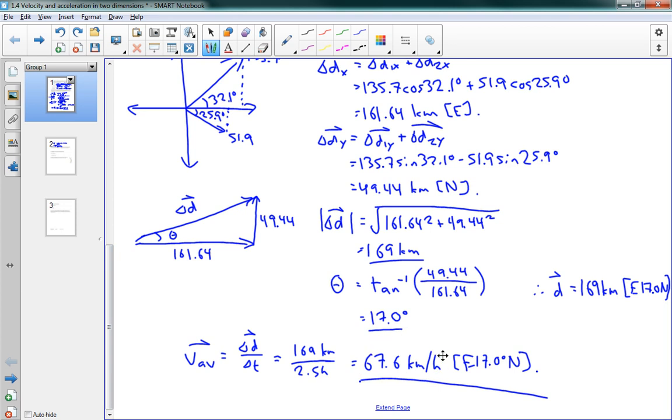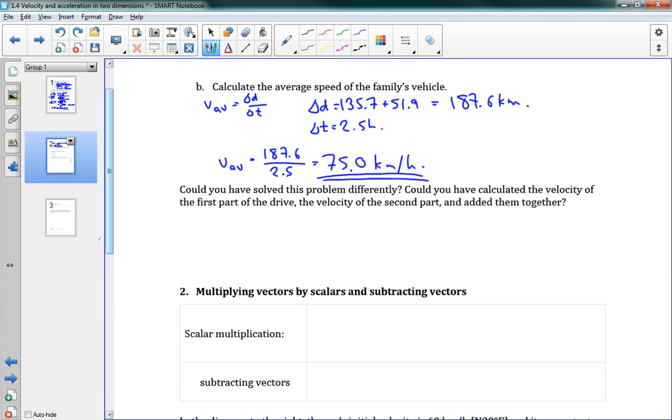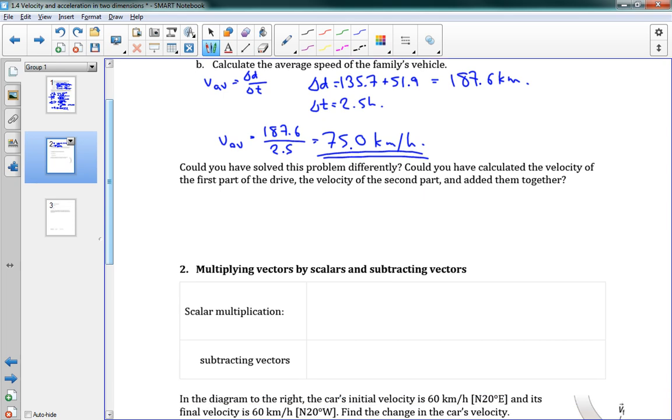And it's important that you see that they're two different results. The reason is that for speed, we're not interested in what direction it's going, so the directions don't cancel each other out. Whereas for velocity, there was some canceling out because the directions weren't all in the same direction.